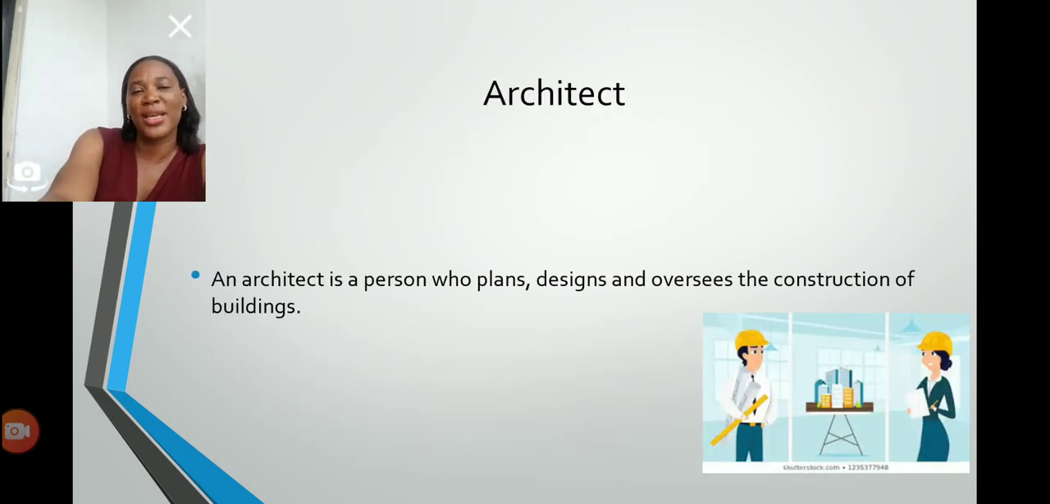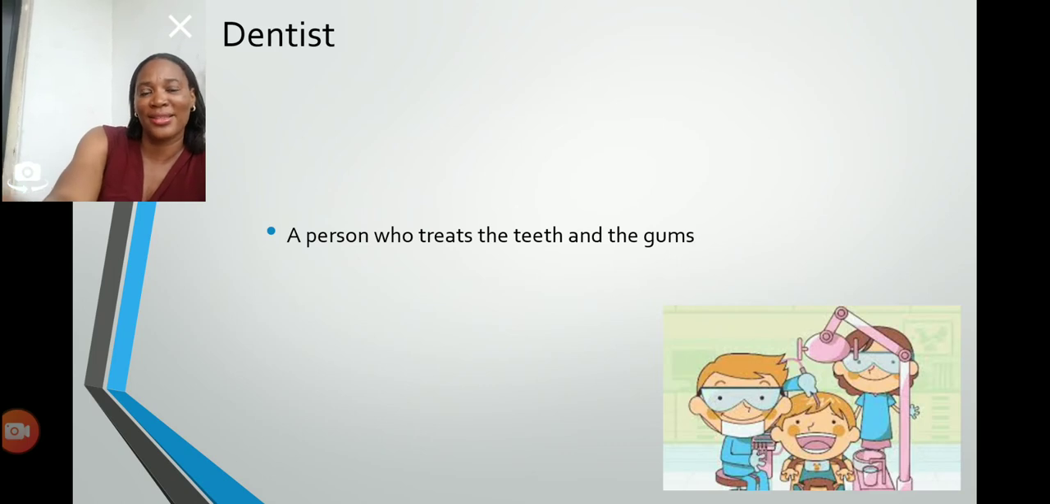We are going to look at different types of occupations, and then we'll learn how to spell them, and then we'll learn what they do. The first one is an architect. Architect is spelled A-R-C-H-I-T-E-C-T. An architect is a person who plans, designs, and oversees the construction of buildings. The person who plans, designs, and oversees the construction of buildings is called an architect.